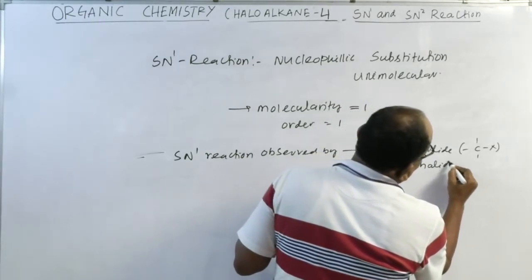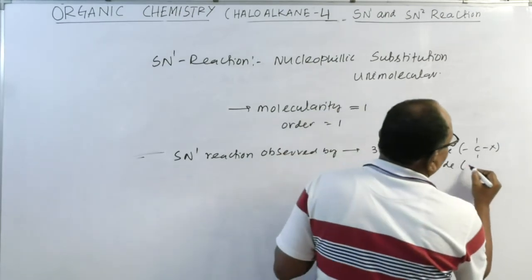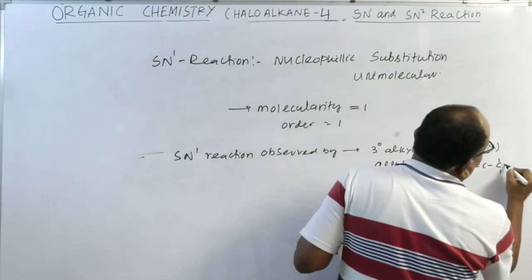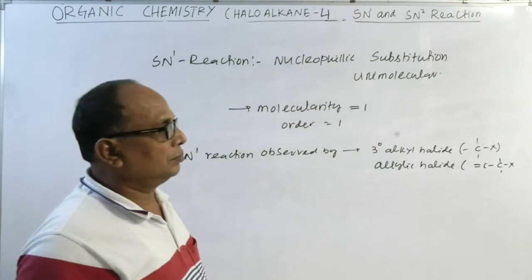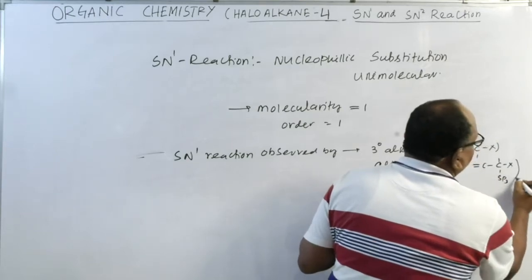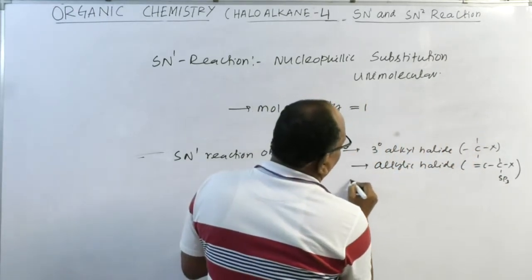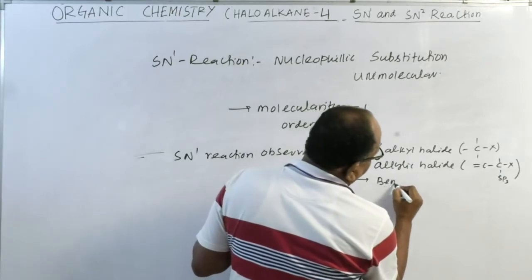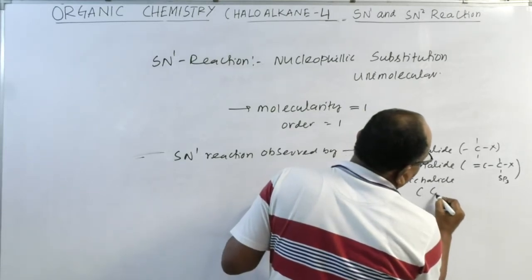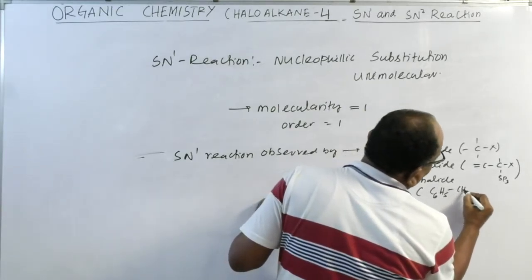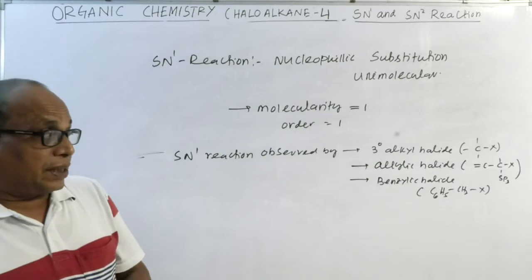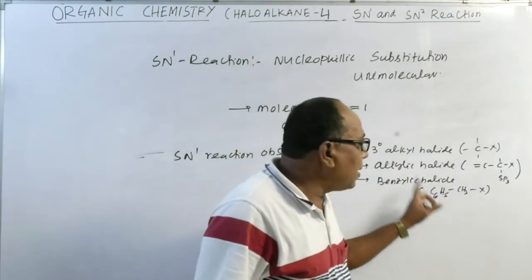Allylic halide means the halogen atom is bonded to an sp3 carbon atom which is bonded to a double bonded carbon atom, that is, sp3 bonded to sp2. Benzylic halide means C6H5CH2X. The halogen atom is bonded to an sp3 hybridized carbon atom which is bonded to a benzene ring.